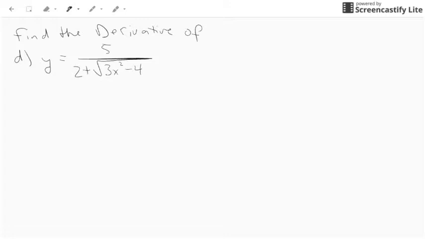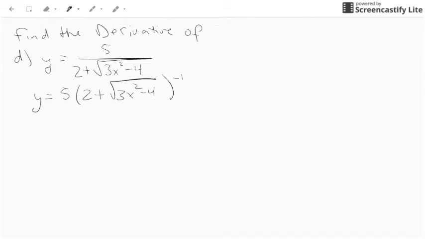squared minus 4. Now this is an interesting one because this is going to take this one step further. Just to make this a little bit clearer so that you totally see why I say it like that, I'm going to rewrite this by bringing up the exponent. So I'm going to make this 5 multiplied by, in parentheses, 2 plus 3x squared minus 4, which is underneath the square root, all to the negative 1.